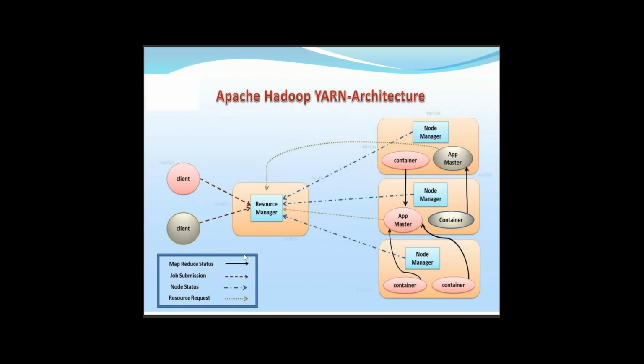Here, the four basic lines were also shown, mainly the MapReduce status, the job submissions, the node status, and the resource request. The continuous lines and the dotted lines are represented here. You can see this is the resource request that comes from the app master to the resource manager.